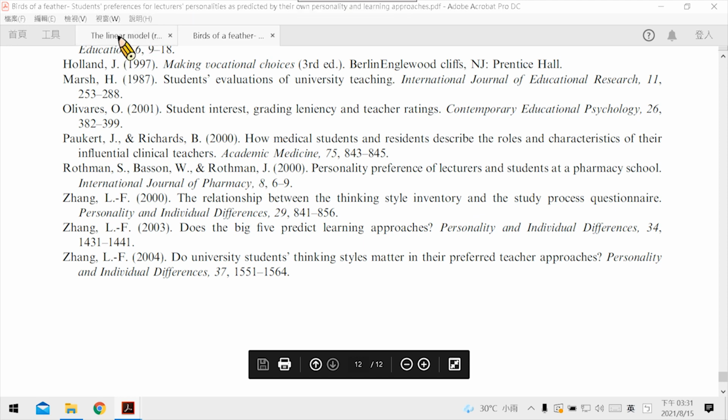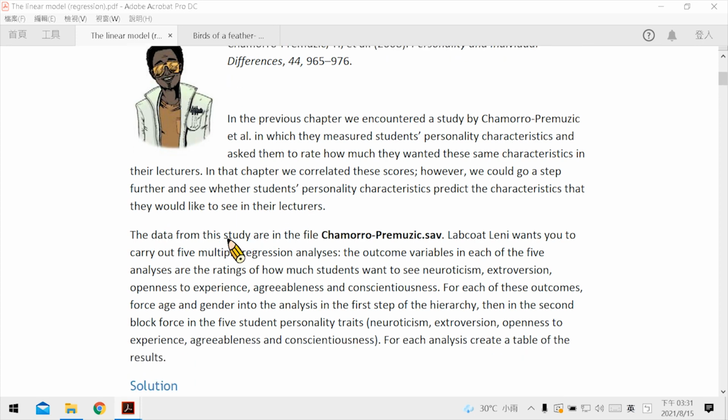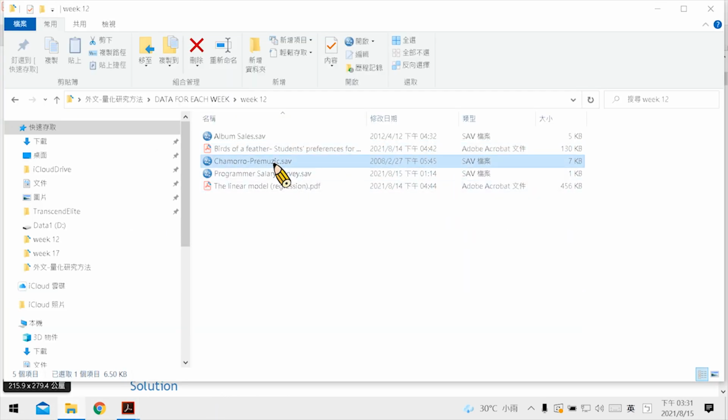We read the question. In the previous chapter we encountered a study by Chamorro-Premuzic in which they measured student personality characteristics and asked them to rate how much they want the same characteristics in their lecturer. In this chapter, we correlate these scores. However, we could go a step further and see whether student personality characteristics predict the characteristics they would like to see in their lecturers. The data from the study are in the file, and you can find this file in here. So we can open it.